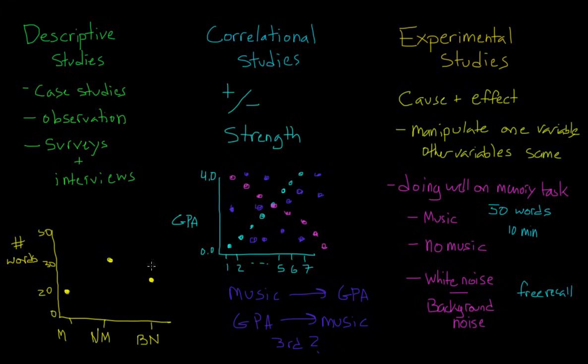So here we've taken this idea of listening to music while studying, and we've talked about how we could look at it using descriptive studies, correlational studies, and experimental studies. And as you can see, the kinds of things that you can do and the conclusions that you can draw are different for each of these things. But they're all really important in their own right. They all have a role to play.